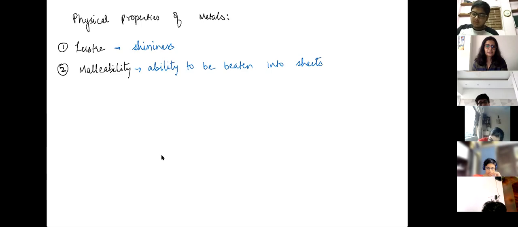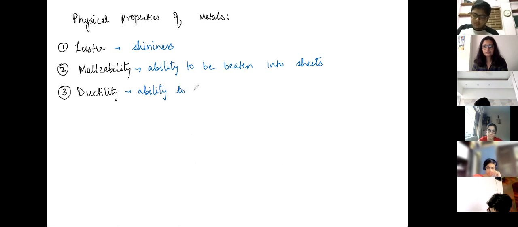Awesome. Next, Elena. Another property? Ductility. Yes. And the definition? The ability of a metal to be drawn into wires. Very nice. Ductility is the ability to be drawn into wires.